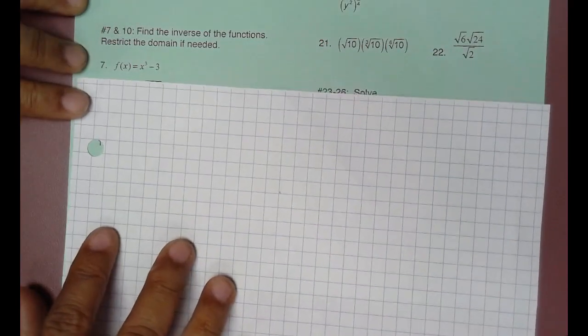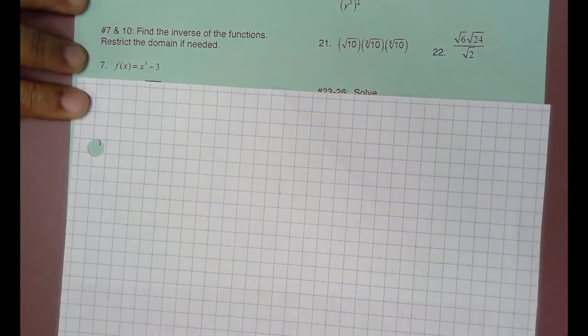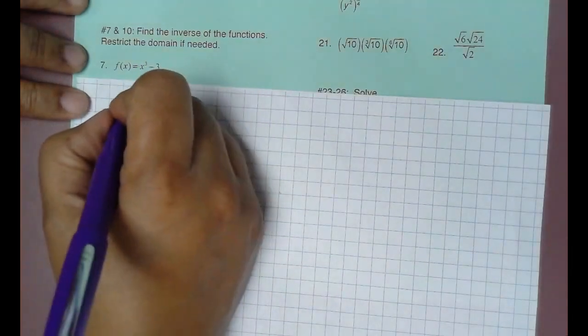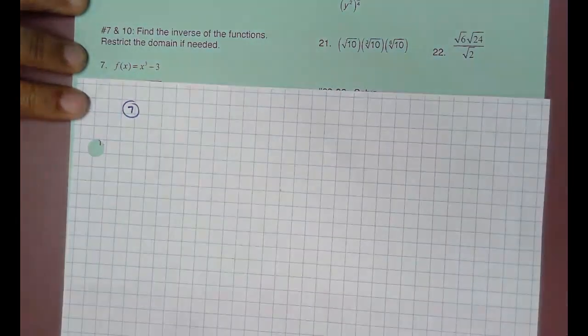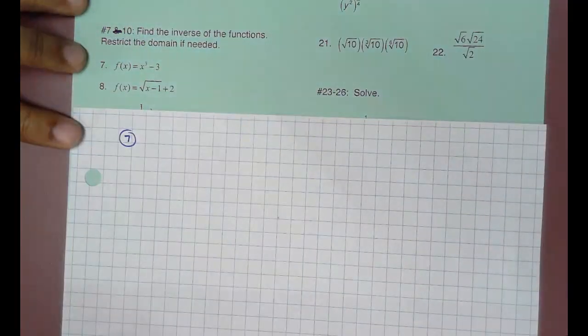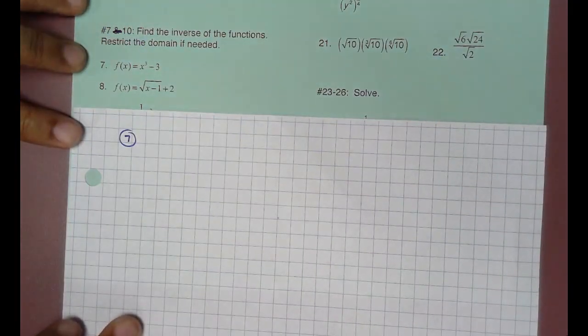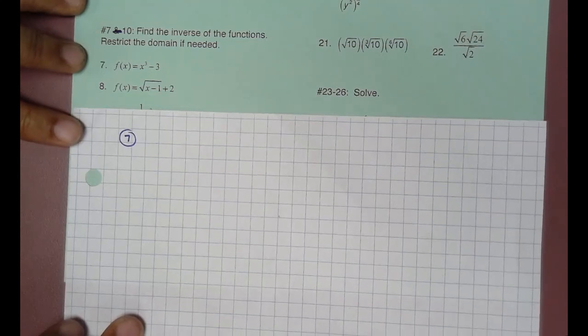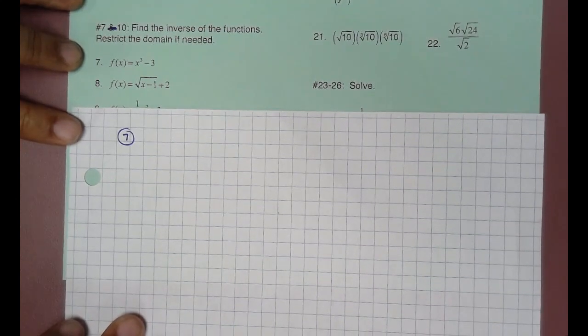Okay, we're going to continue on with the Unit 5 review, looking at numbers 7 through 10. Number 7 through 10 is asking you to find the inverse functions and then restrict the domain if needed. Don't forget that when you restrict the domain, we're only restricting the domain if it's quadratic.